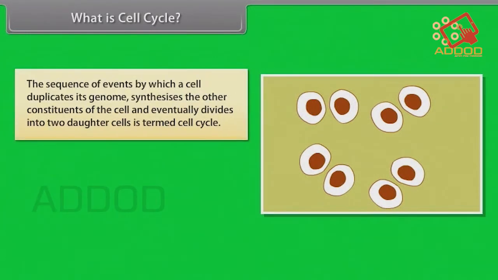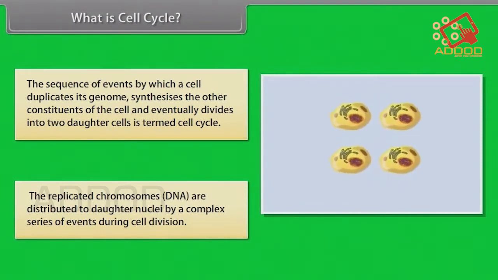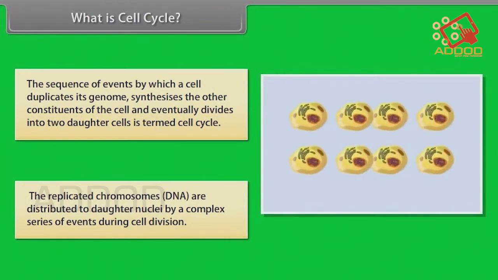The sequence of events by which a cell duplicates its genome, synthesizes the other constituents of the cell, and eventually divides into new daughter cells is termed as cell cycle. You will be surprised to know that the replicated chromosomes, DNA, are distributed to daughter nuclei by a complex series of events during cell division. Now let us know about the phases of cell cycle.